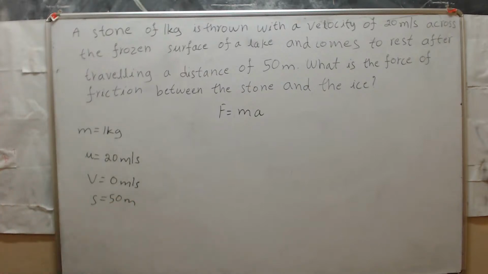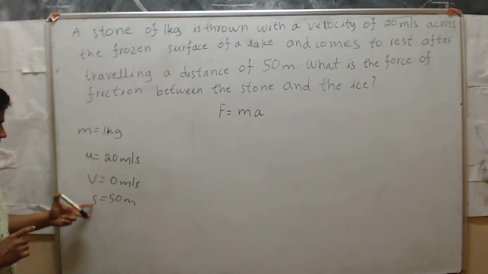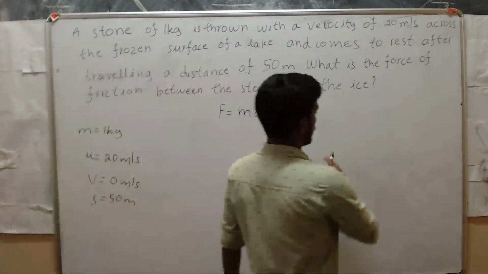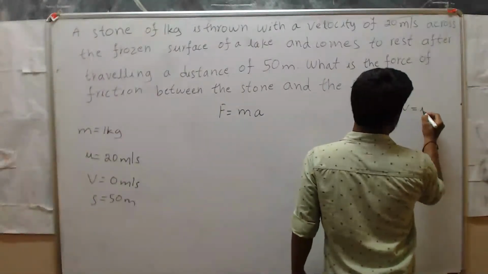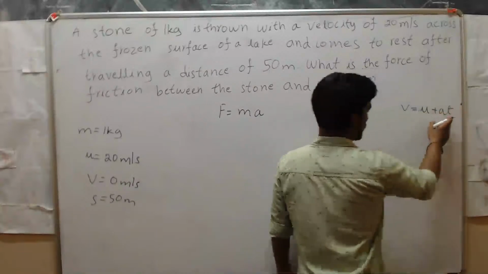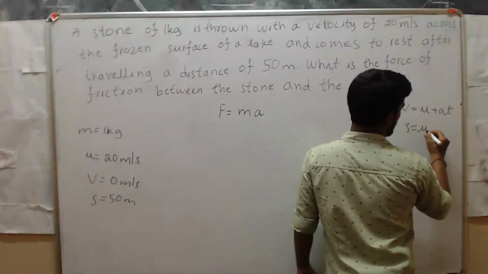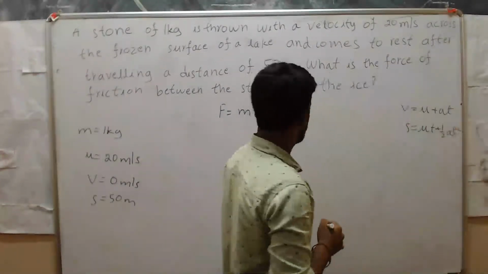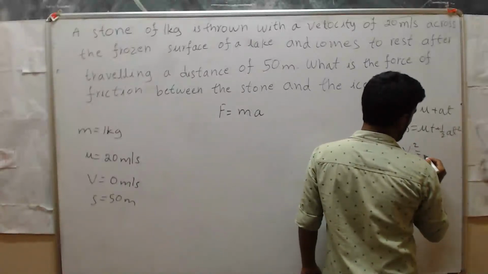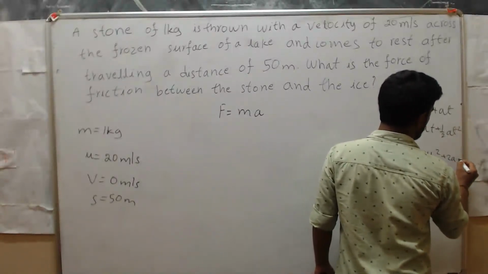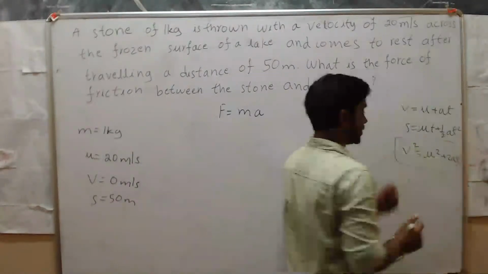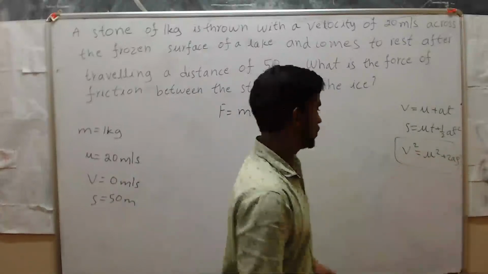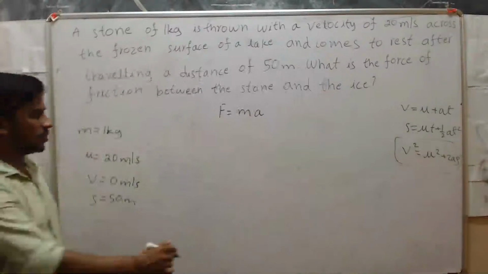Okay, so to calculate acceleration, we know the values u, v, and s. Using these quantities, is it possible to calculate acceleration? We know the formulas. v is equal to u plus at. Here we can't use it because we don't know the time. Then s is equal to ut plus half at square. Here also we don't know the time taken. So we have one more formula, that is v square is equal to u square plus 2as. So we can go with the third one. Why? Because here we know the values of v, u, and s. So now calculate acceleration using the third equation of motion.